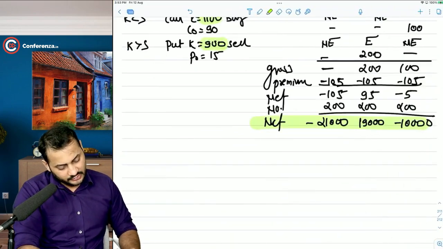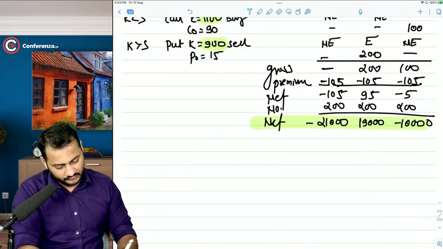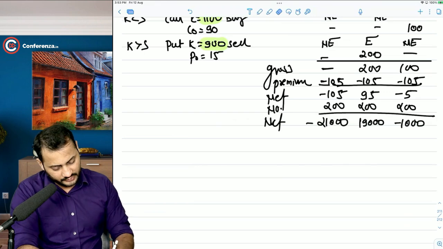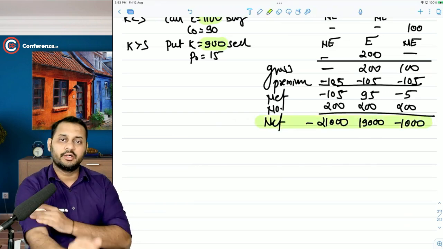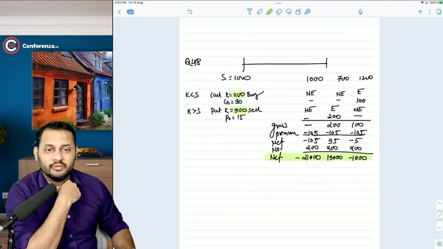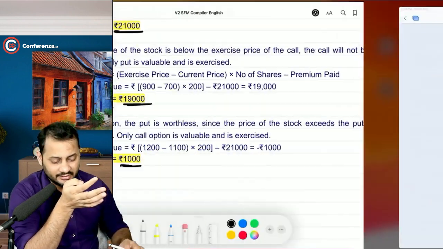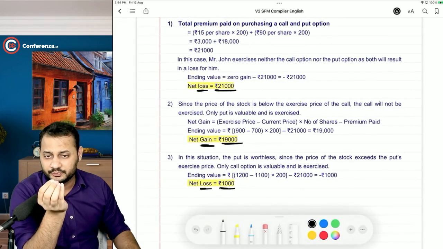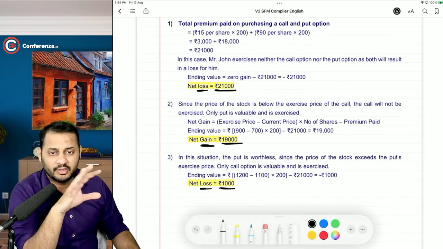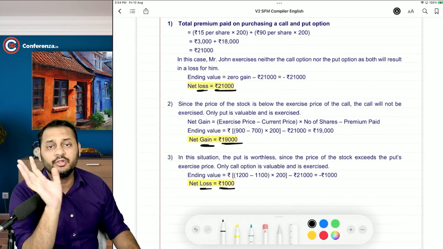Let me just check once again. Okay. Obviously it is 1,500. 5 rupees into 200. So this is how you have to present the answer. You can do it like this also. Whichever suits you is okay. Don't worry about the presentation. The final answer should match.